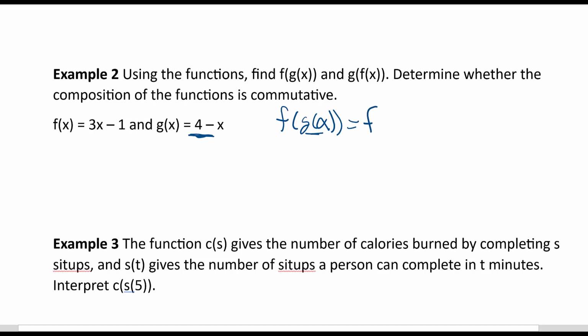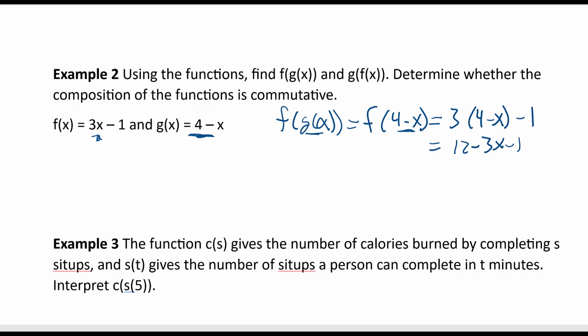So this is f of 4 minus x. So 4 minus x gets put in place of this x in the f function. So it's 3 times 4 minus x, minus 1. So I get 12 minus 3x minus 1, or 11 minus 3x.